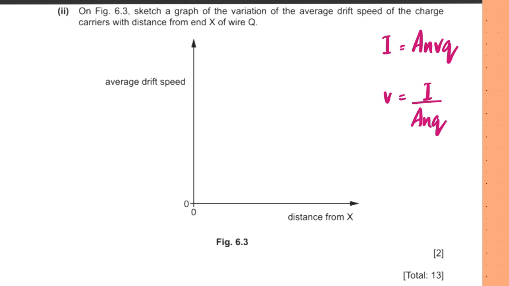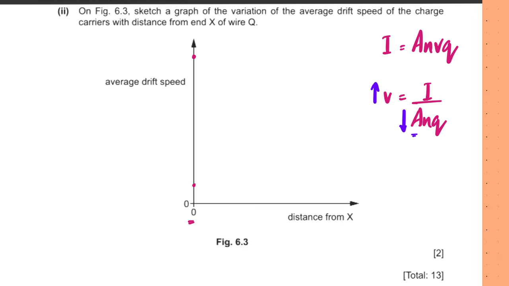So first of all, I know that in this case it must not start from 0, right? Even as it enters the conductor, it would have some average drift speed. Now it could be here, it could be here, I don't know, but it's going to be non-zero, right? And now I need to think about what's going to happen to the average drift speed. So I can see here that the cross-sectional area decreases, so I'd expect V to increase. But if I think about area, does it linearly decrease? And the answer is no.